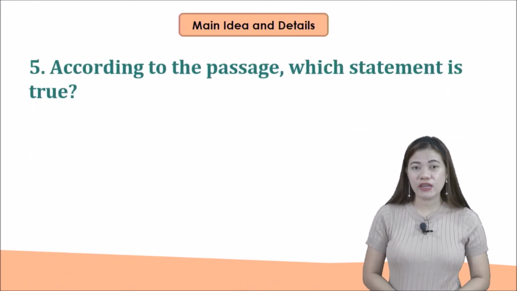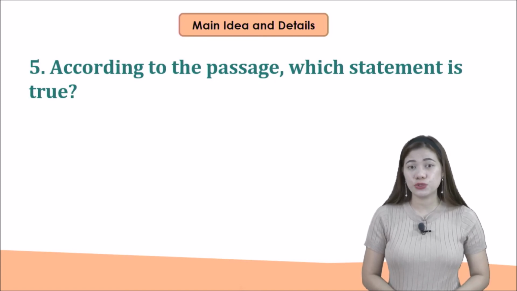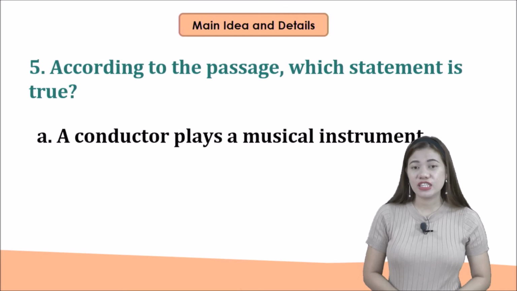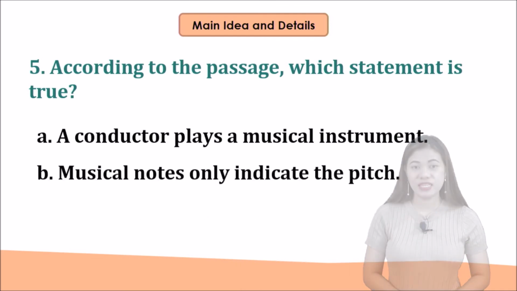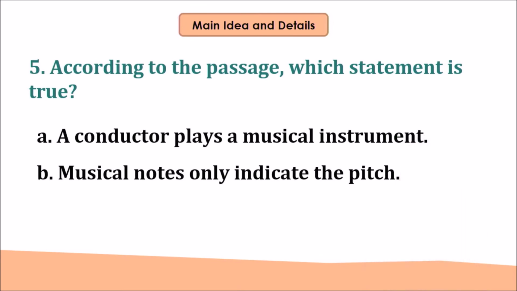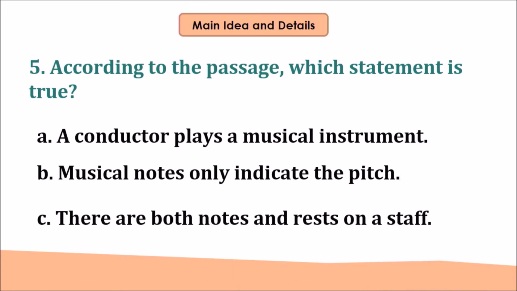Next, number 5. According to the passage, which statement is true? A. A conductor plays a musical instrument. Letter B, musical notes only indicate the pitch. Or letter C, there are both notes and rest on a staff. Which statement do you think is true, grade 3? Very good. It's letter C. There are both notes and rest on a staff.